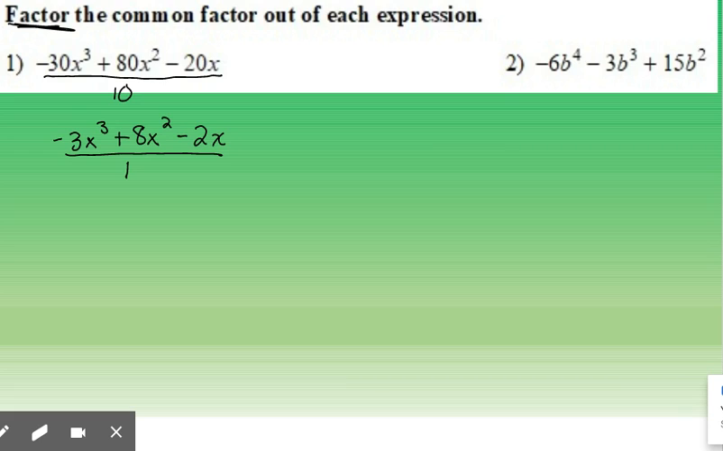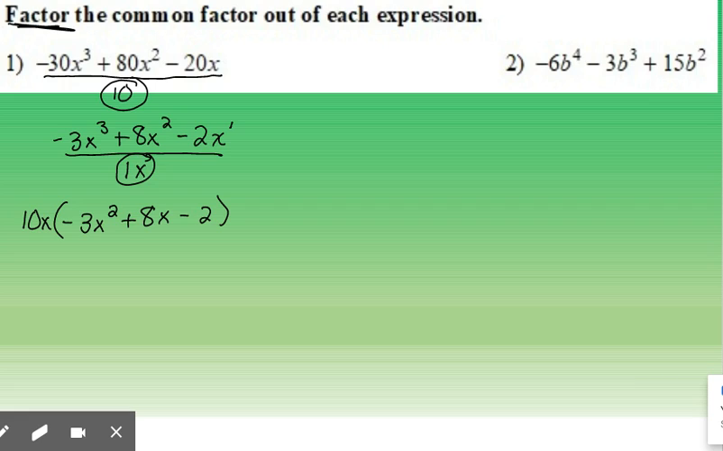Now look at my x's, x to the third, x squared, and x. Well, the smallest of those is the x to the first, so I'm going to divide out an x. And I'm going to get negative 3, take an x out of that, so it's now x squared. Positive 8, divide an x out of that, so I have plus 8x, and negative 2x divided by 1x is negative 2. That goes in my parentheses, and these multiplied together go on the outside. 10 times 1x is 10x.